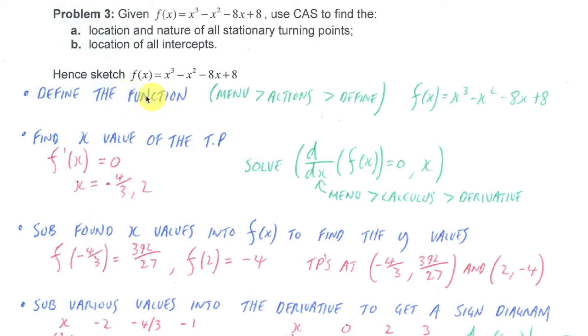So just to let you know, in blue here I've got some general ideas. Green are usually the CAS steps, and in red is what we would write down and show as part of our working. So we define the function, menu, actions, define, f of x equals blah, blah, blah.